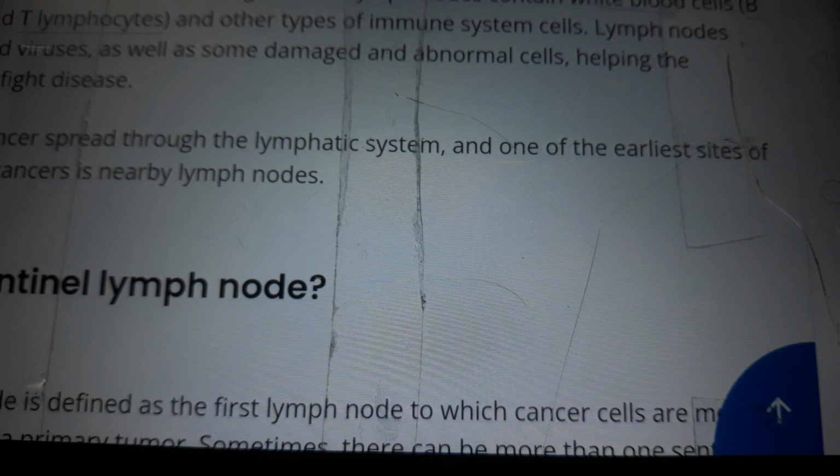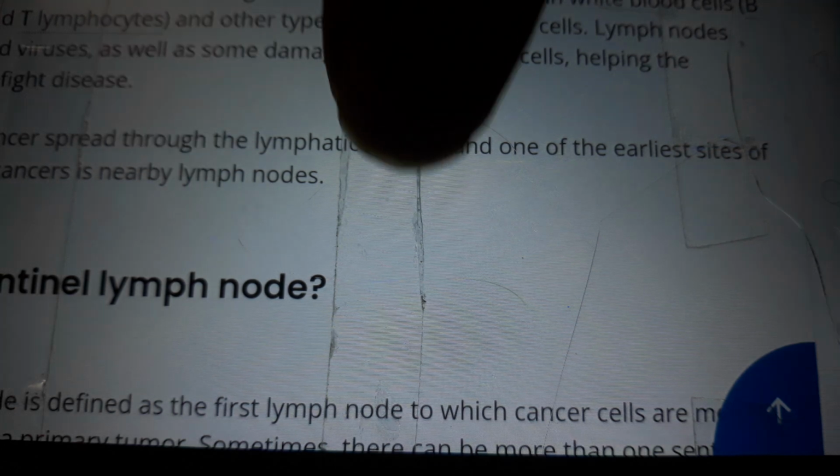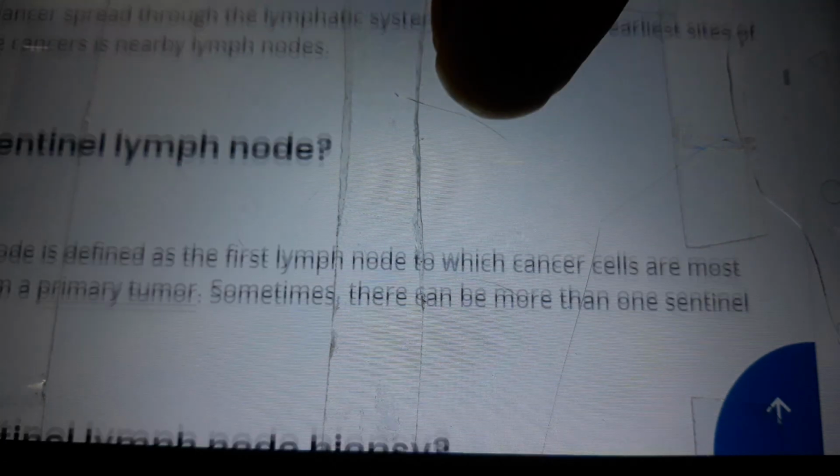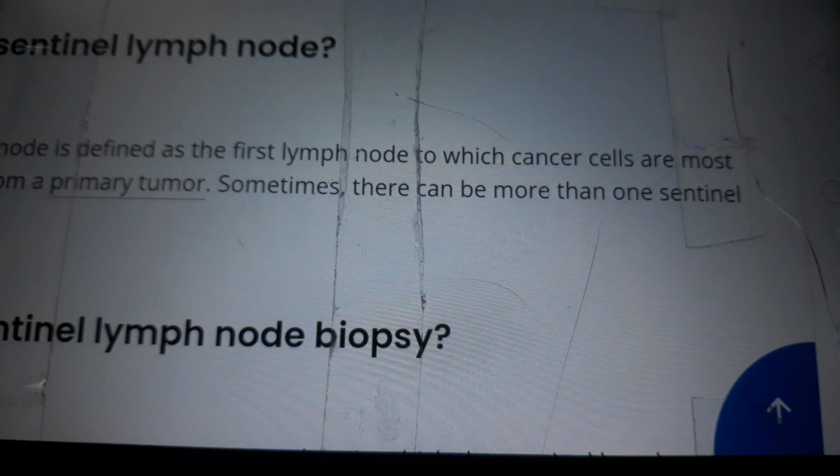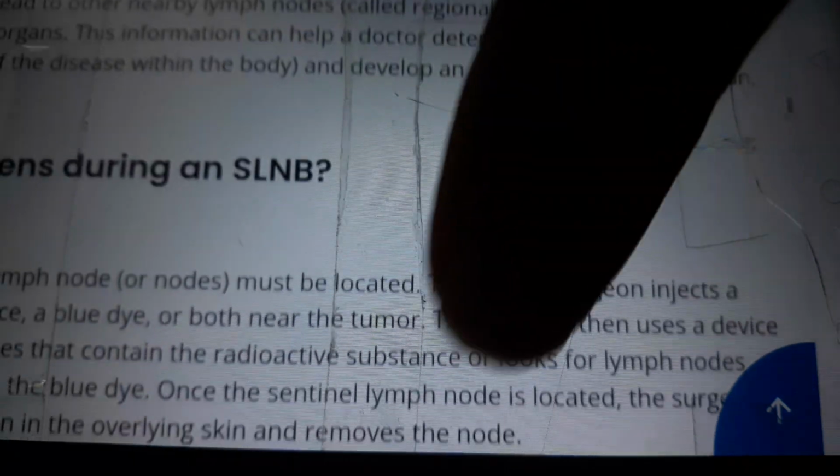Many types of cancer spread through the lymphatic system, and one of the earliest sites of spread of these cancers is nearby lymph nodes. What is a sentinel lymph node? I think we've just read through all that.